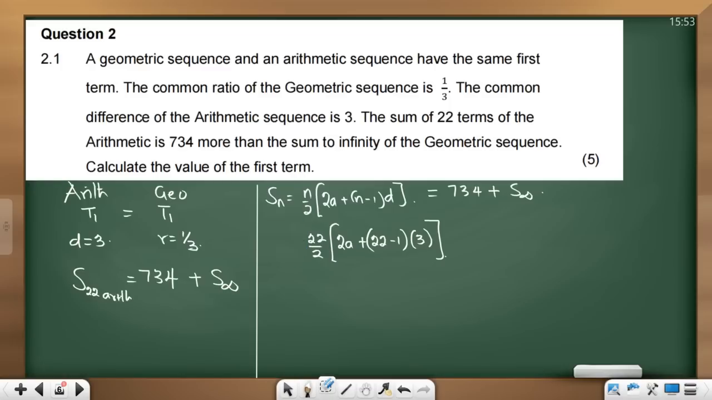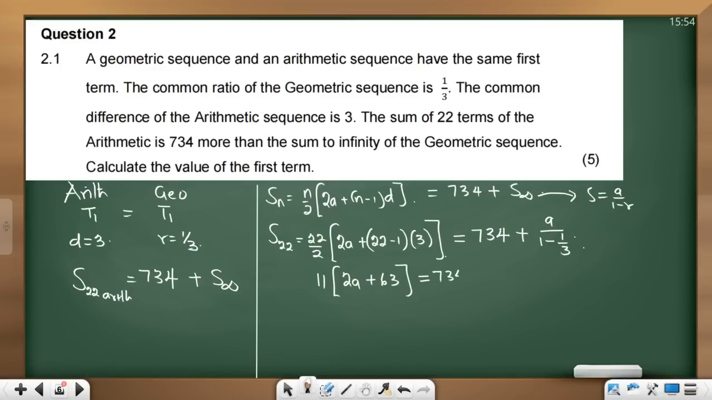Let me remove this. Or let's leave it just for clarity. All right. S22 is equal to 734 more than sum to infinity, a over 1 minus r. Oh, by the way, let me put this one here and substitute here. What's my a? We do not know a still, but 1 minus 1/3. The rest is just mathematics now. What do we have here? 11, 2a, that would give us 21. 21 times 3 would give us what? 63. Okay, I'm going to remove this equal sign.